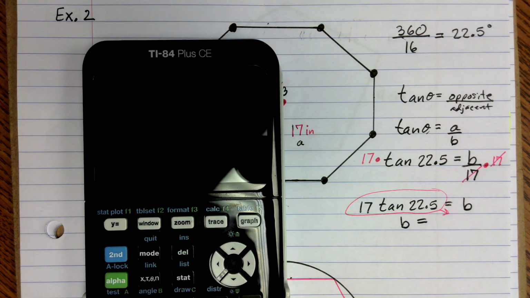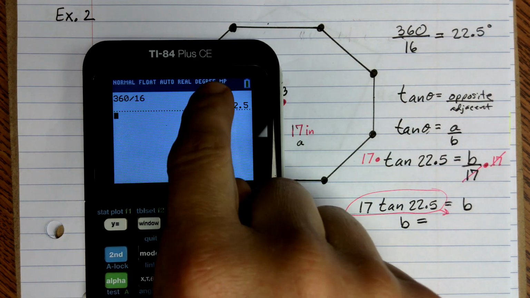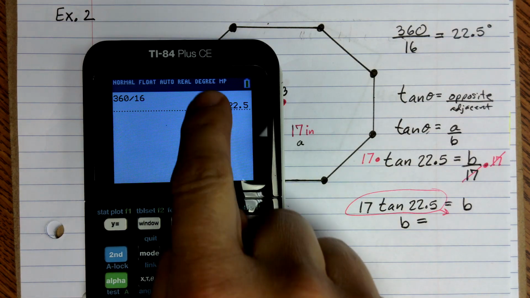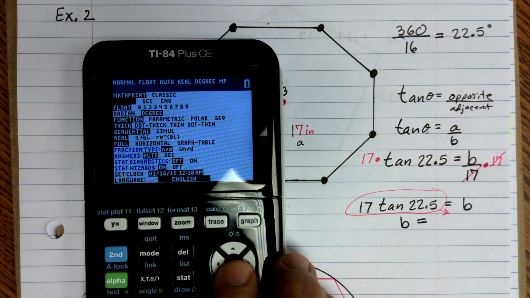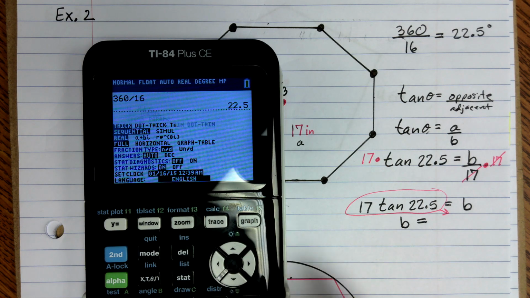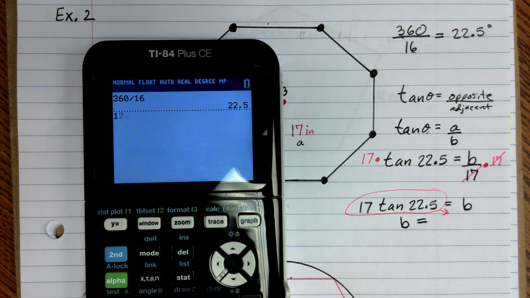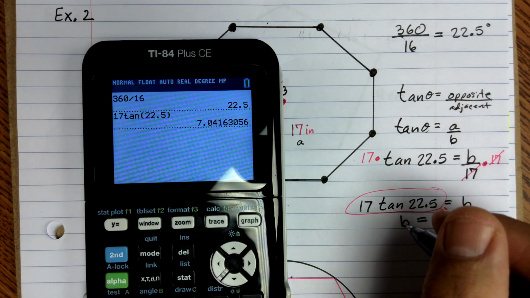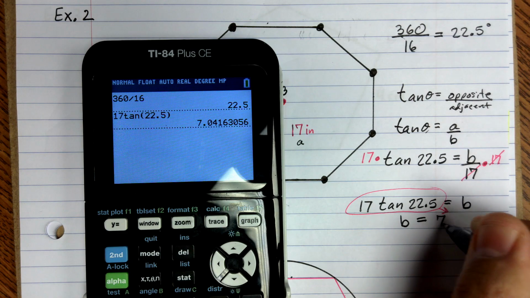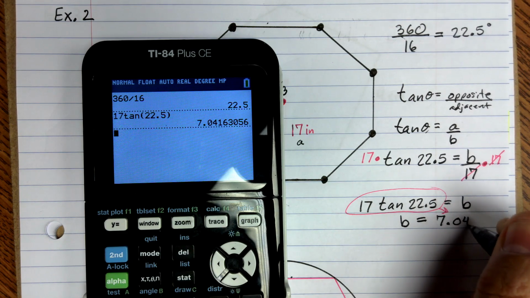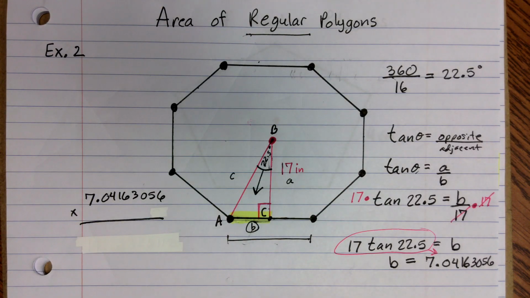So let's put it in real quick. Do make sure that you have your calculator set in degree. If it's not set in degree, hit the mode button, and then go down until it says radian and degree and change it to degree. And then I'm going to type in 17 tangent 22.5. Hit enter, and it tells me that it is 7.041. So I'm going to write 7.041.